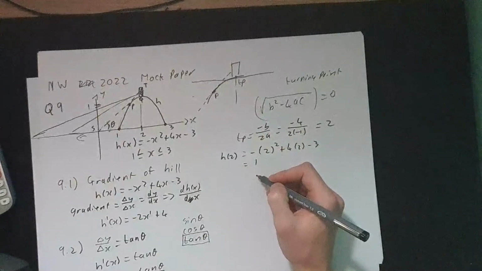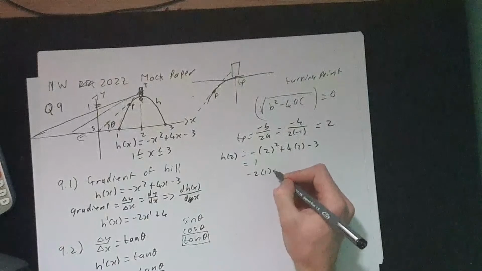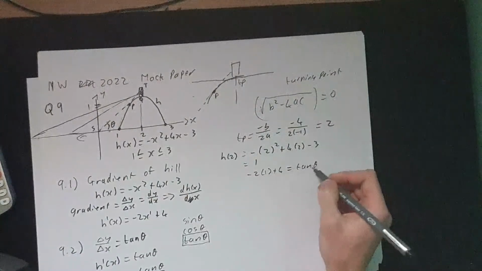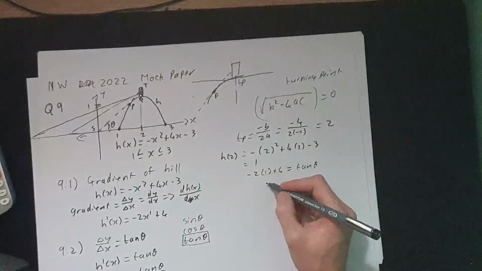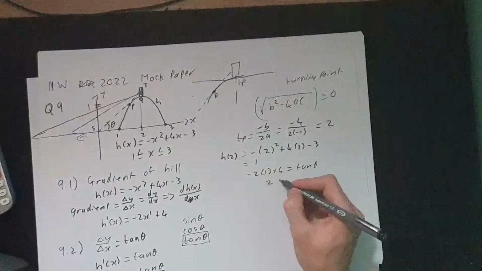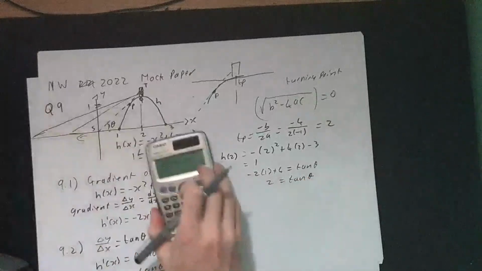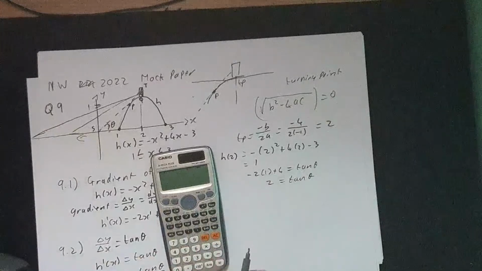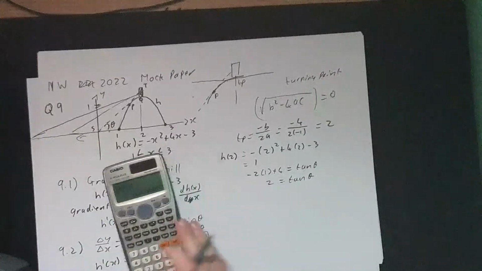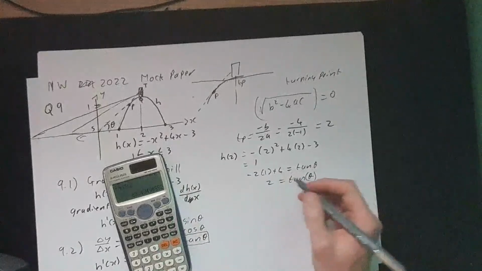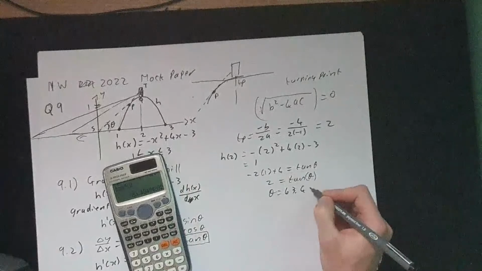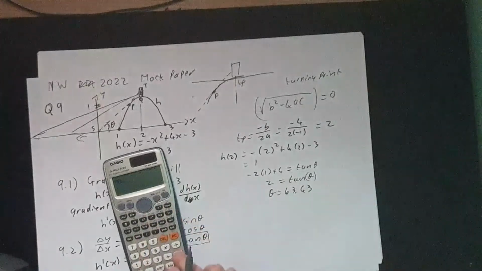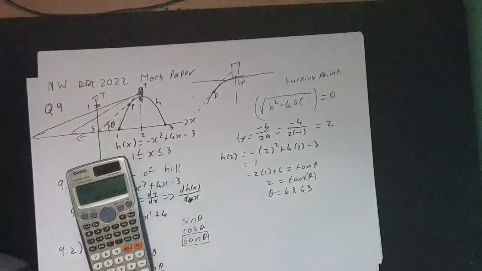If we say negative 2 times 1 plus 4 equals tan theta, this is going to equal 2, so 2 equals tan theta. And what is tan inverse of 2? It gives you 63. So therefore we have theta equals 63.43. Okay, very close, but quite far off.